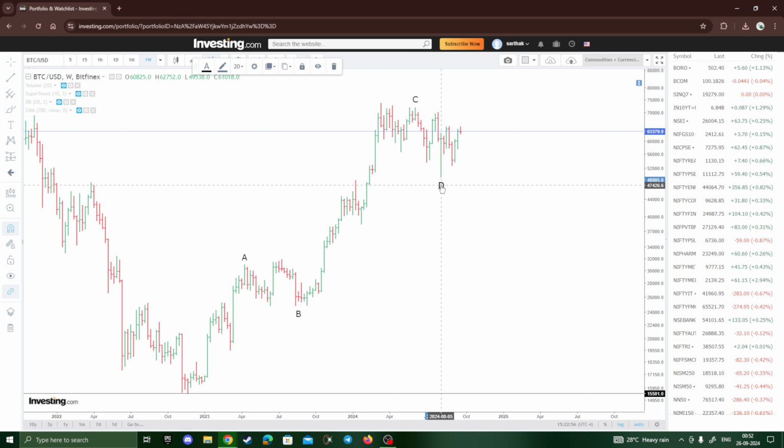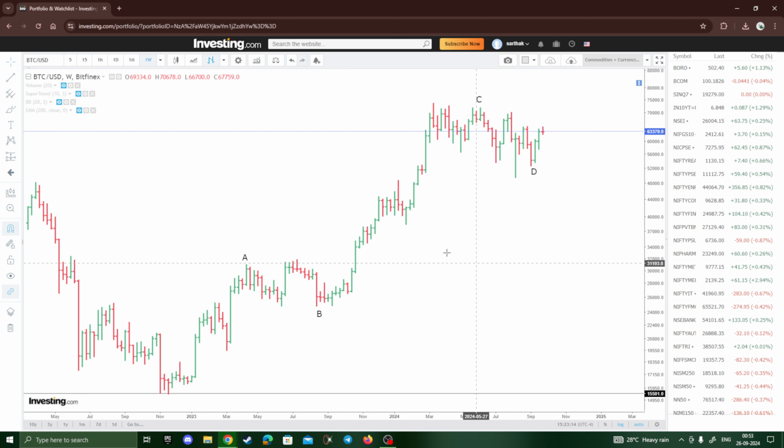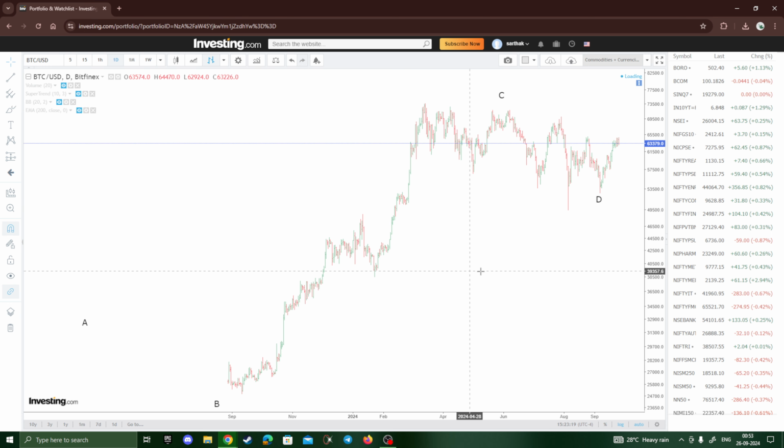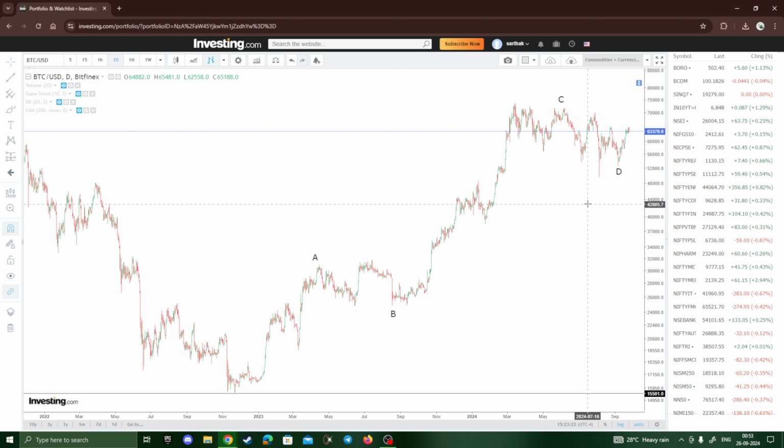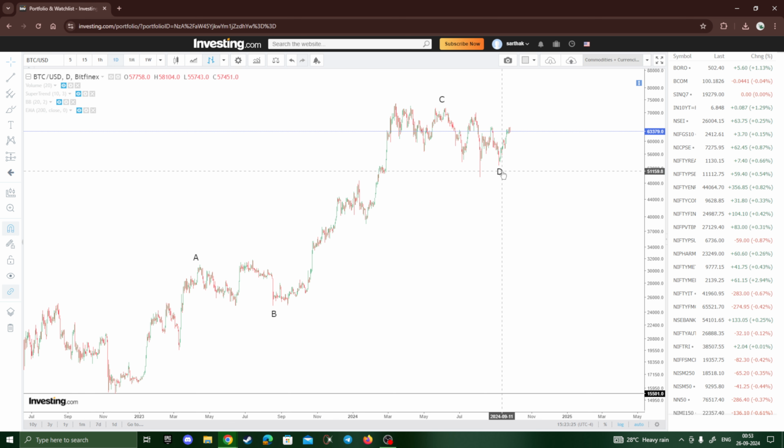So let's label this as ABC, and probably this as wave D, or I could take it to the next higher low, which comes around, I think, 52,756. So it's all possible. If I want to label this, I could label it in 100 different ways, but just to save time, I would like to plot wave D at the low of 52,700.